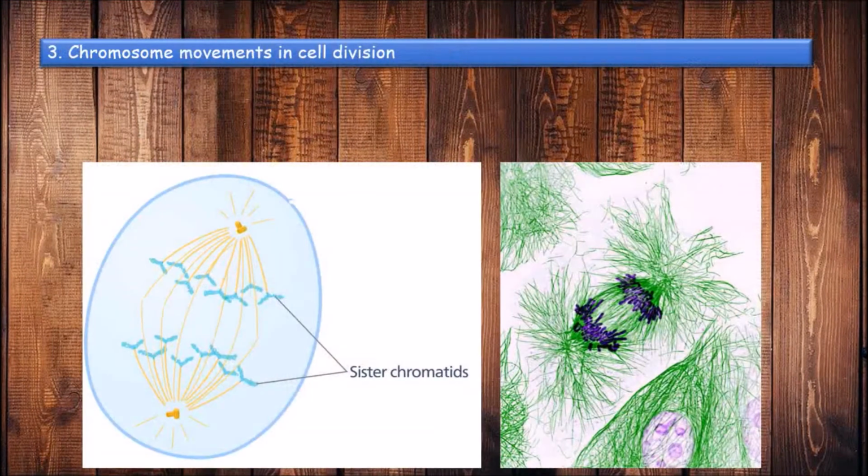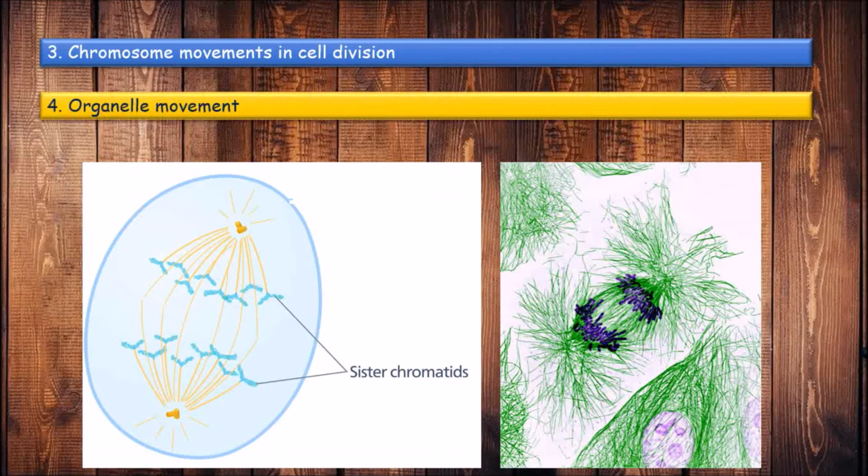Chromosome movements in cell division. In cell division, microtubules pull sister chromatids of chromosomes towards the opposite poles of the cell to form nuclei. Organelle movement.